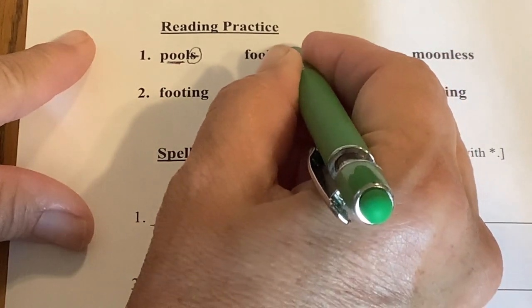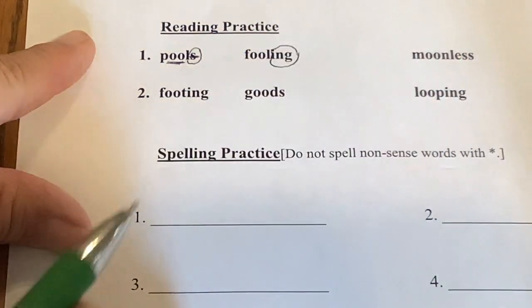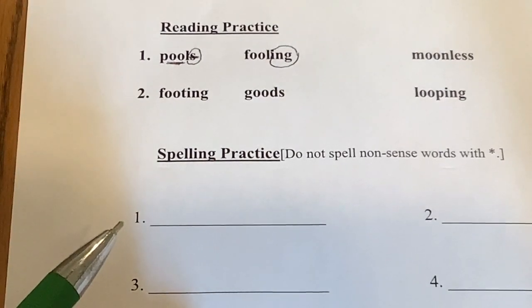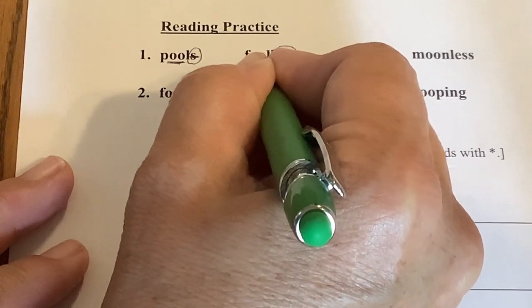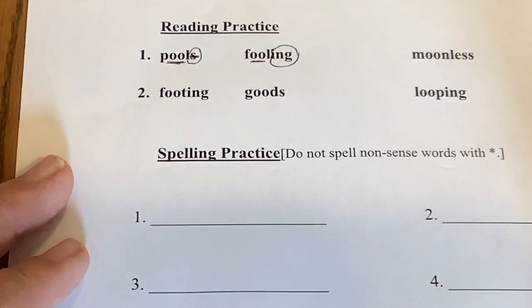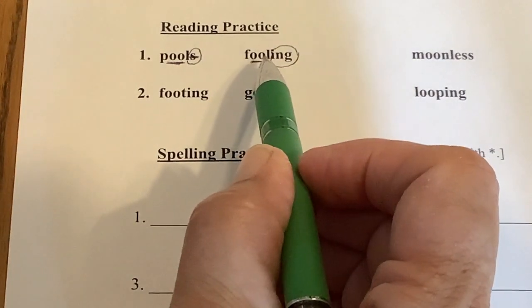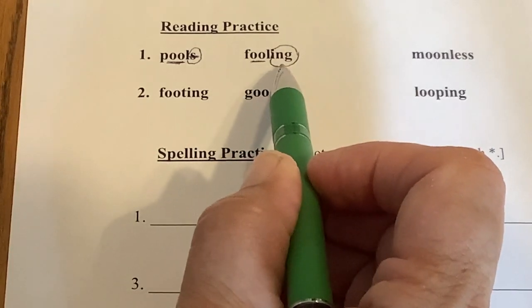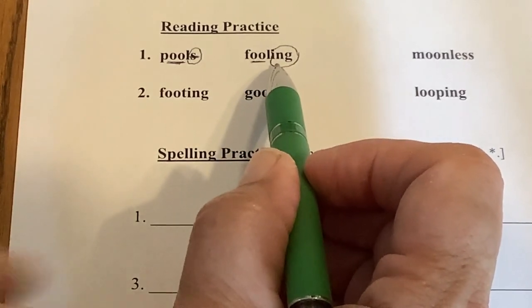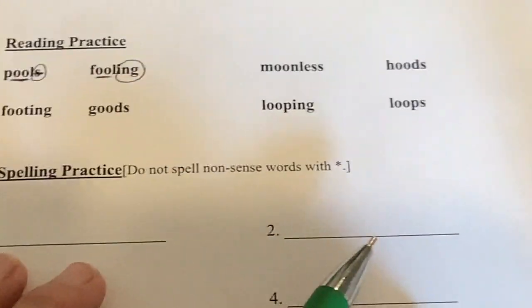Let's circle our suffix ing. Vowel suffix ing is always going to be pronounced the same. It's what? Ing. Very good. Let's find our vowel digraph, OO. And we know there's two ways to pronounce it. It could be oo as in book, or it can be oo as in spoon. You just have to try it. But for this sake, I'm going to tell you that it is ooh, like ooh, you're in trouble. Can you read that word? Fooling. Very good.